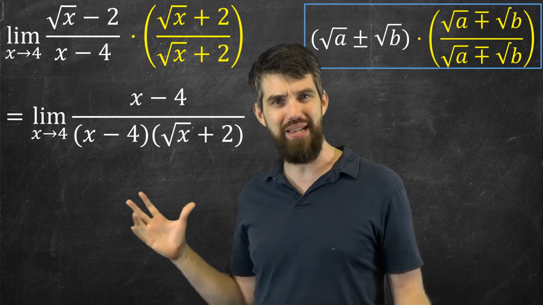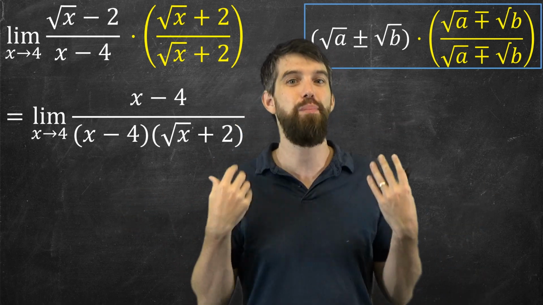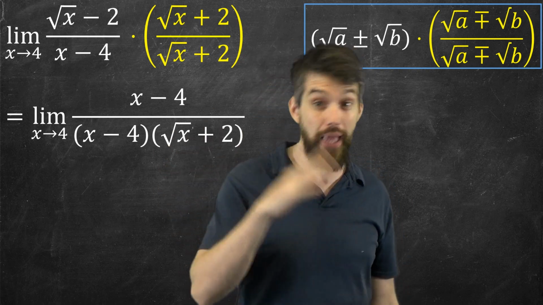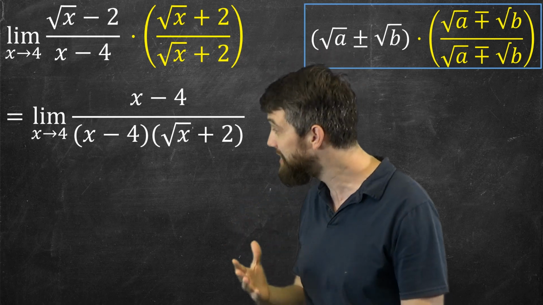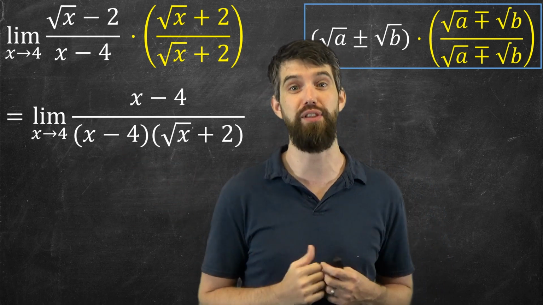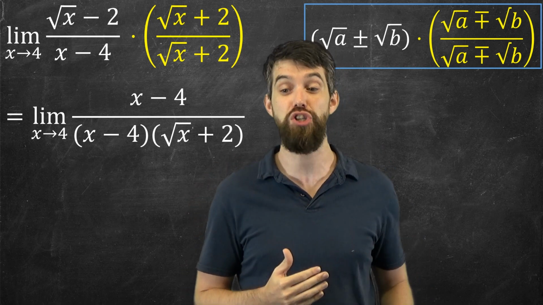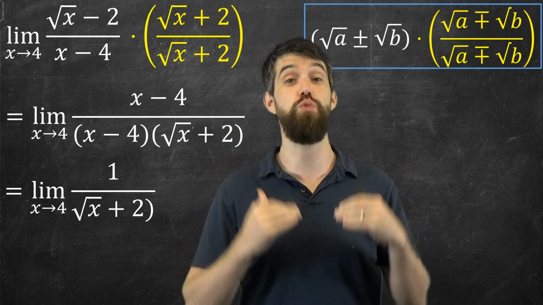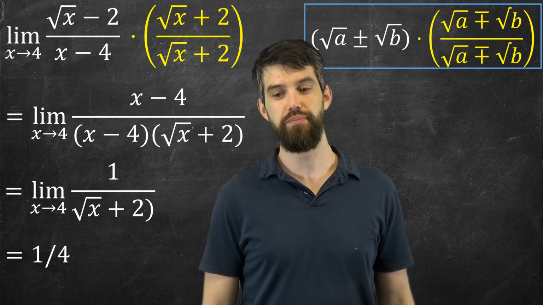The bottom's kind of messy, I've mashed that together, but it's going to turn out to be messy in a way that's okay because I can just plug the values in. Well, not yet, I suppose. Again, I cannot plug in 4 because it's 0 divided by 0, but I can cancel the x minus 4 on the top and the x minus 4 on the bottom. That's perfectly allowed. So if I cancel them, then I'm just left with 1 over square root x plus 2, plug in the value of 4, and I get a quarter.